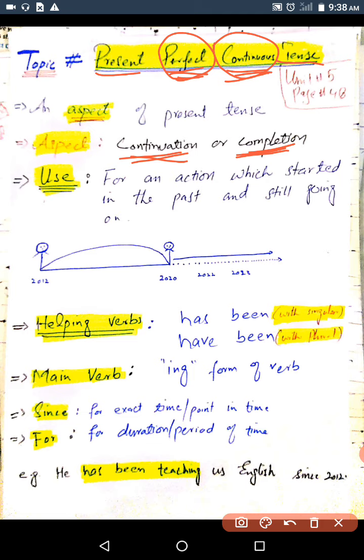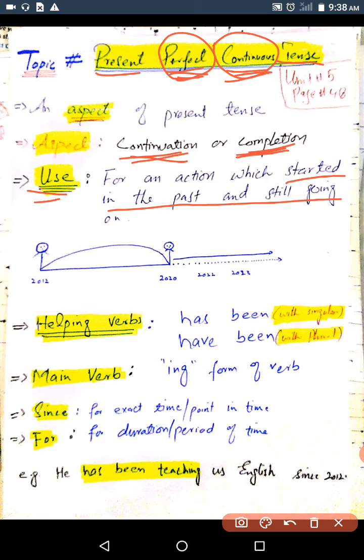And why is this tense used? For an action which started in the past and is still going on, we use present perfect continuous tense. For such an action which started in the past and continued till the present, and at the present is still in progress, we use present perfect continuous tense.